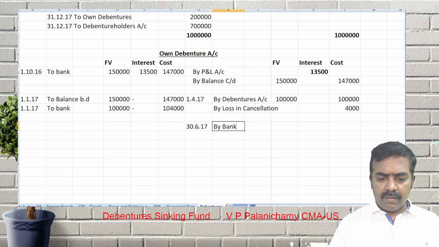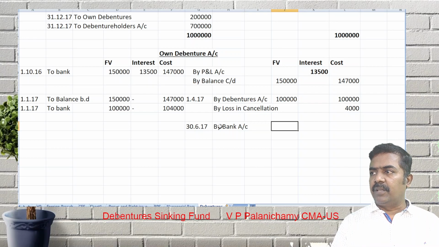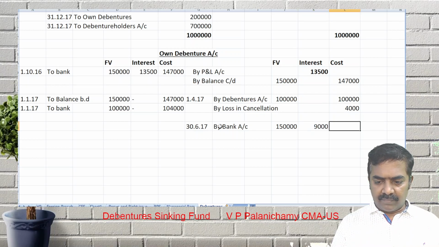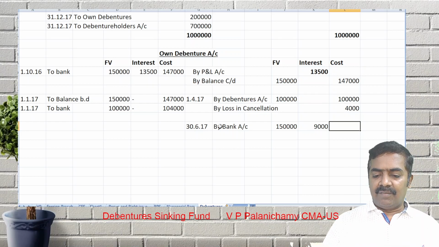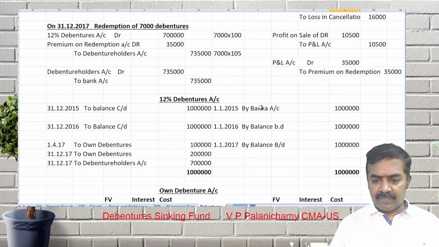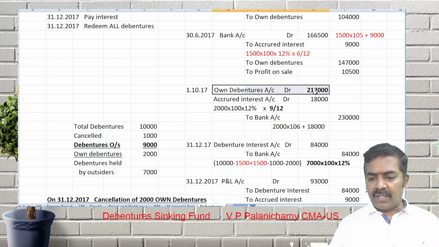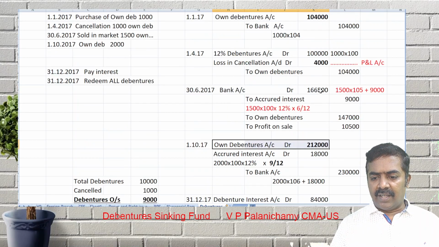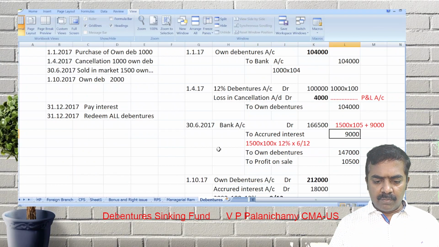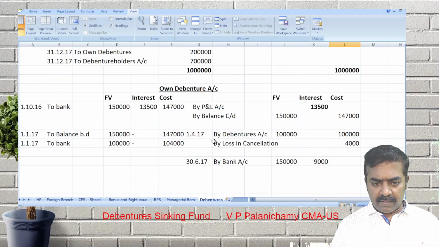How will it come? By bank account. In the face value column, how much will come? 1,50,000. In the interest column, how much will come? 9,000. In the cost column, what will come? 1,47,000. Wait. In the cost column, what is the total value realized? 1,66,500 is the total value realized. That includes interest of 9,000. So 1,66,500 minus 9,000, how much will it be? 1,57,500.